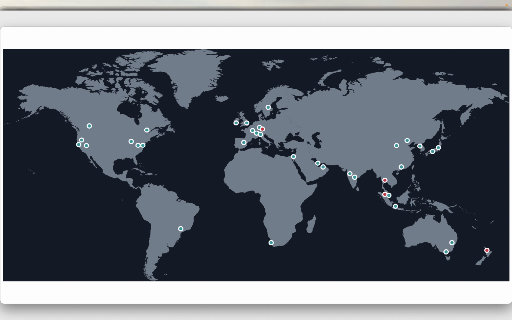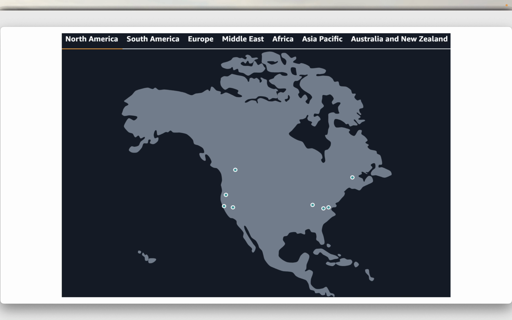So here is a picture of all the 33 active AWS regions. The red dot denotes a region that will come soon. So currently it's 33 and counting. The red ones are the upcoming ones. Next, in this picture we have the North America continent, which has 8 regions. So these are the regions.